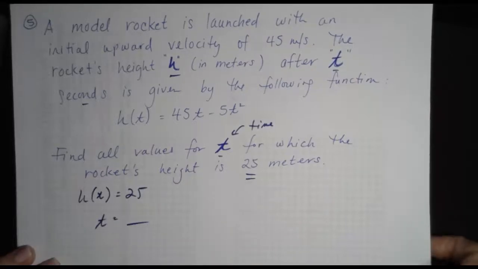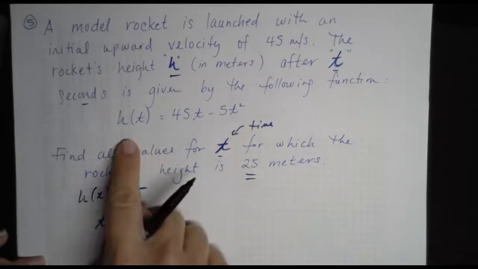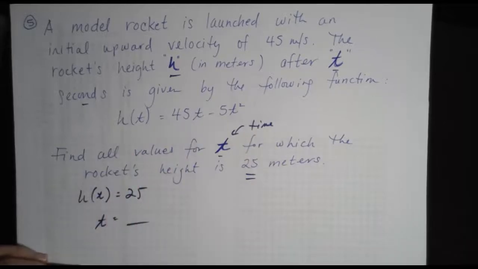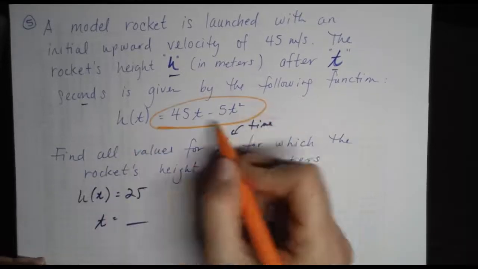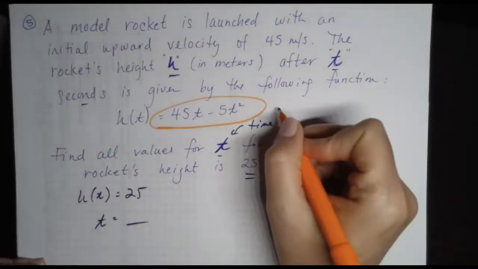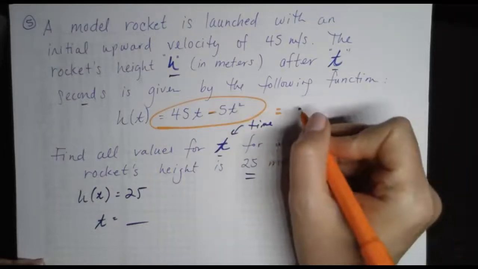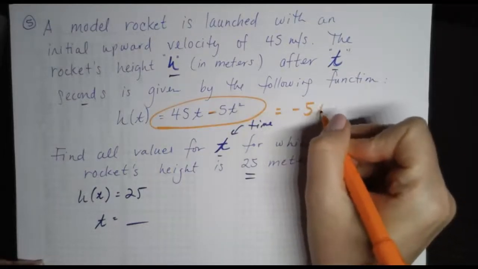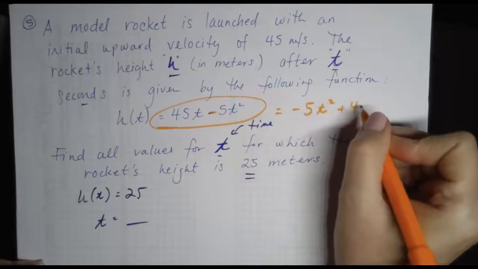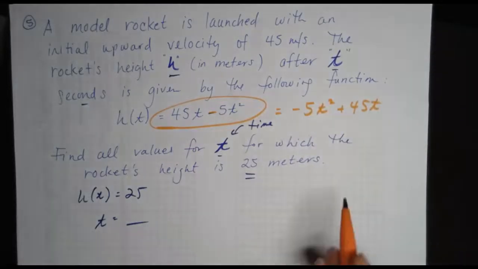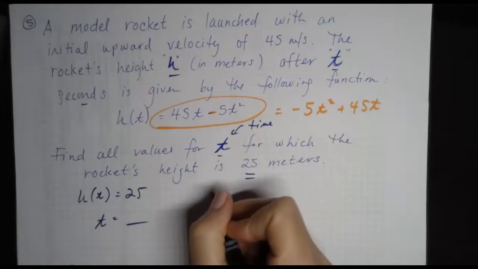So what we're going to do here is take our function, h of t. The first thing I'm going to do is notice that it is not in descending order. So if we write it in descending order, remember to keep that sign with the 5, negative 5t squared plus 45t. So this is the function in descending order. So let's bring that down.